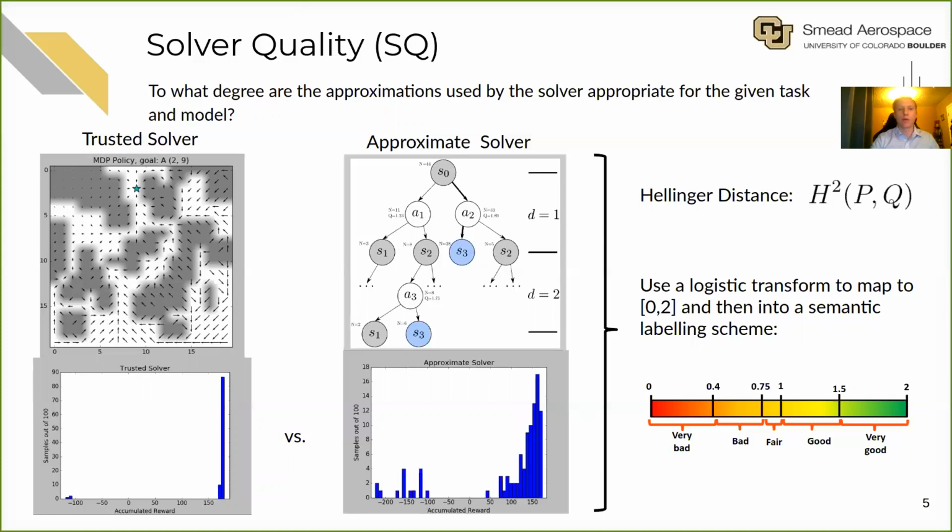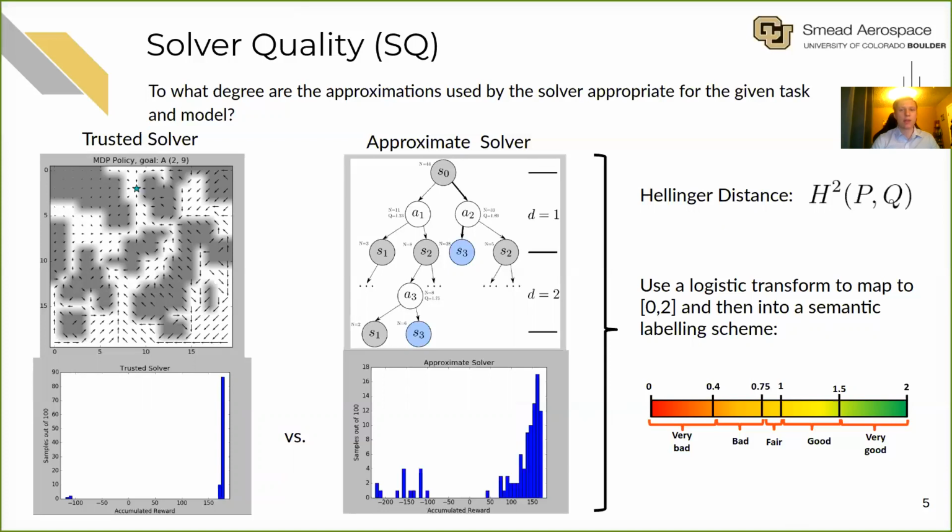So we can learn a model for what that would look like and make a direct comparison between these PDFs. And we can do that using a similarity metric or distance metric, such as Hellinger distance. And we can take this similarity metric and use a logistic transform to map this between 0 and 2.